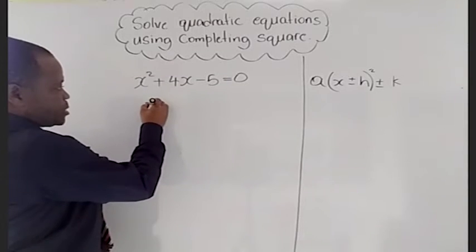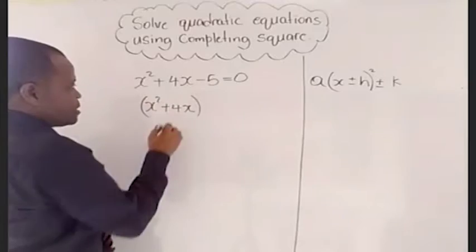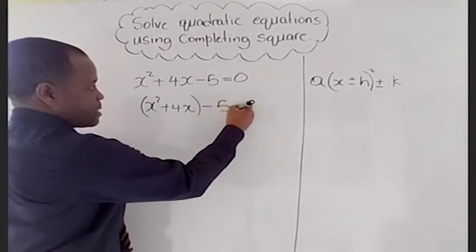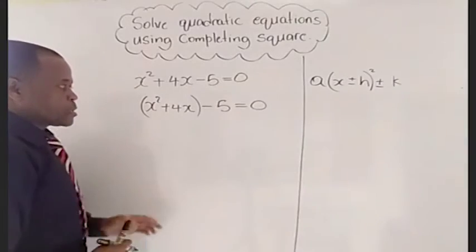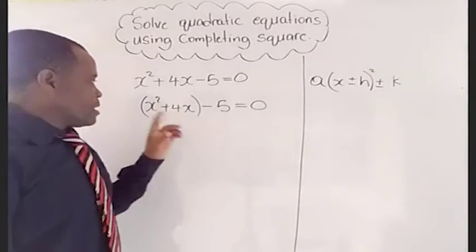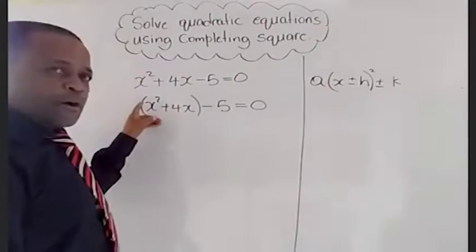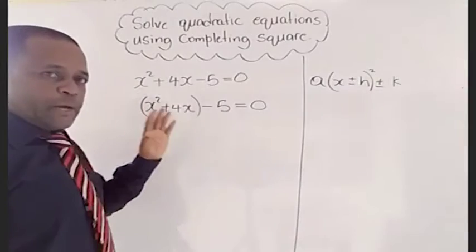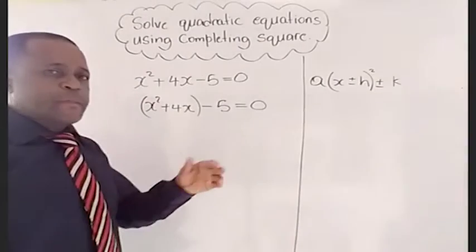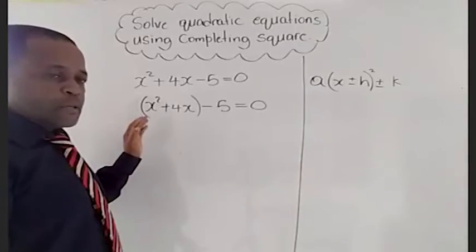The first step I would want you to do is to bracket your two variable terms. That is equal to 0. So we bracket our variable terms. Now, in this case, the coefficient of x squared is 1. So we can go ahead and bracket the two variable terms. When it is not 1, there's something that we need to do in order to get it to be 1.